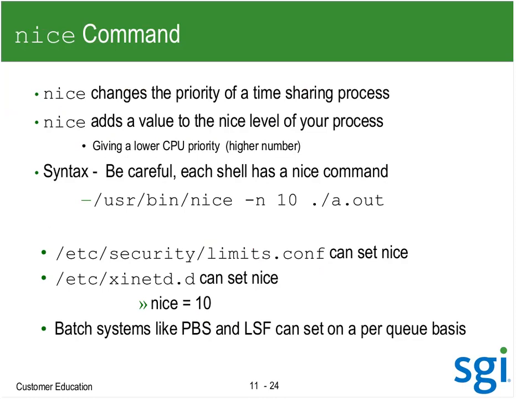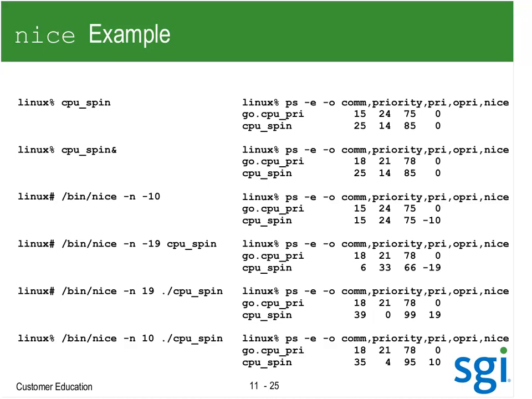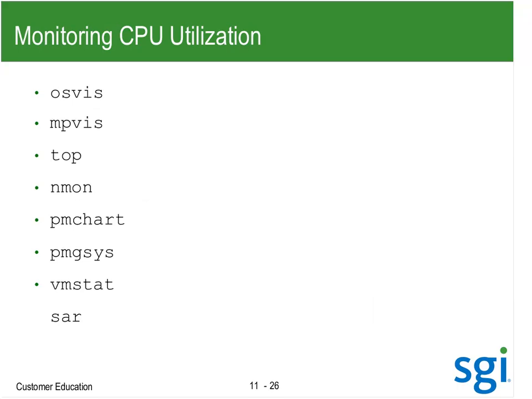So here's the nice command. There are two different nice commands. There's one in the shell, and there's one that's an executable. Some sites will use limits.conf to change nice. In xinetd, I used to see things like FTP daemons that would nice things down. Batch systems will have queues that might be niced. Cron events are niced, like the updatedb for the locate utility. Same sort of thing. I ran with cpuspin and did nice with different things, and then looked at the priority scheme. So monitoring, osviz, mpviz. On my 2048 CPU system, after 10 minutes, mpviz did not come up. I was using pmgsys instead.